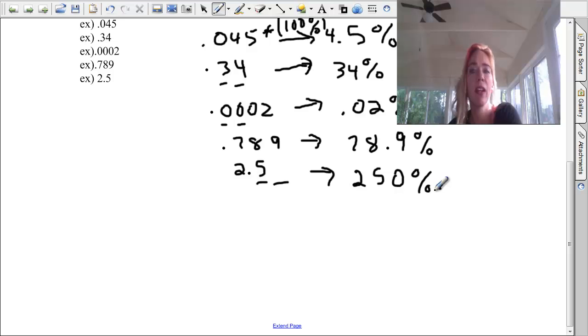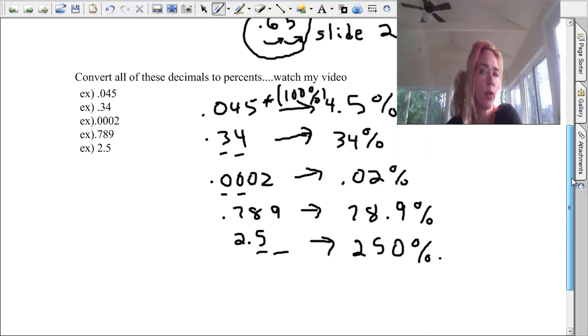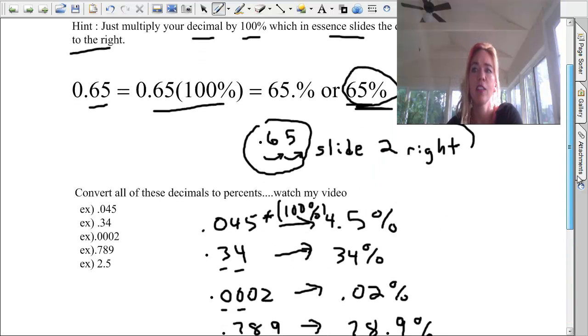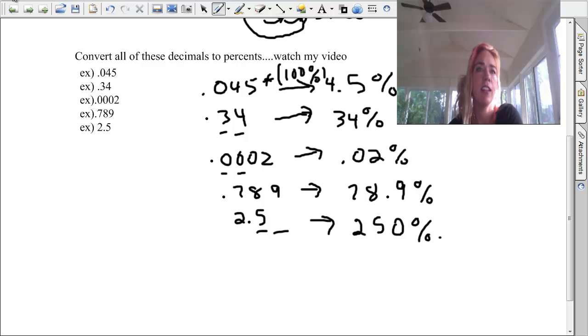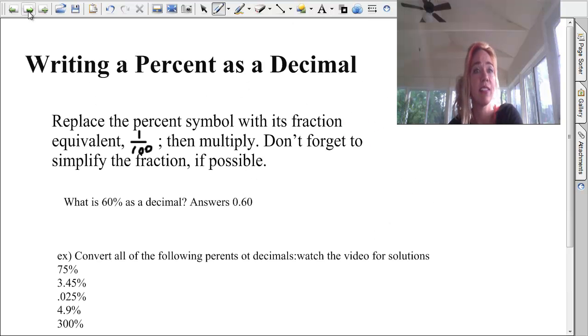So if you think about it, if I want 100% of your money, that means I want all of it. So how can you have more than 100%? Well, double, triple, right? So if I want 200% of your money, that means I really want double your money. So you can have more than 100% in terms of a real world application. So let's see the next one, the next slide.